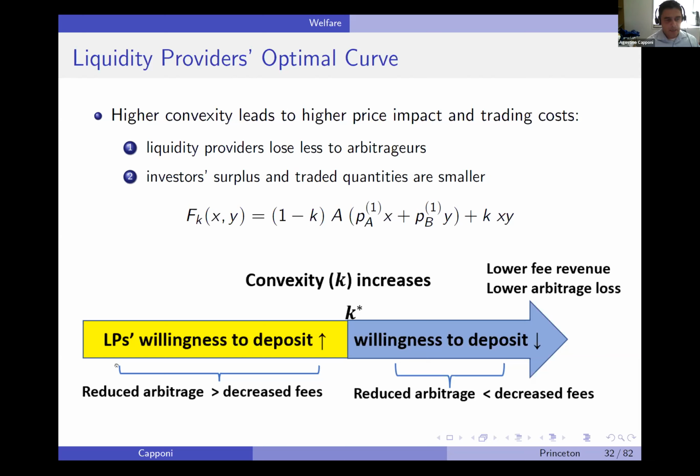But what could happen is that you arrive at a point, which is what I'm denoting by k star, where the benefit from further inducing the arbitrage by increasing the price impact, by increasing the convexity, is actually lower than the loss that you get in the fees, because you are making price impact so large that the investors will not trade, or they will trade very minimal quantities. And as a result, you lose more from losing these investors than benefiting from less arbitrage. So that's essentially the reason why you have this optimal k star, which is trading off those two benefits.